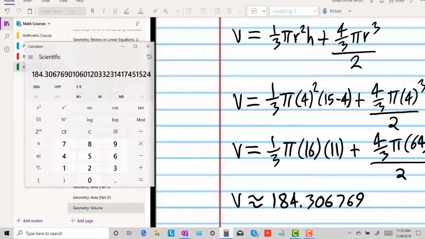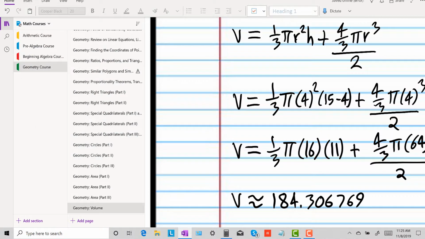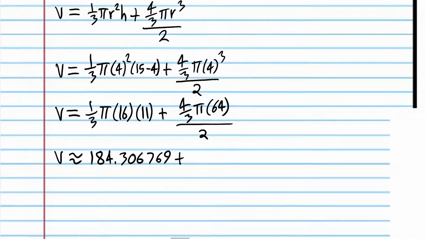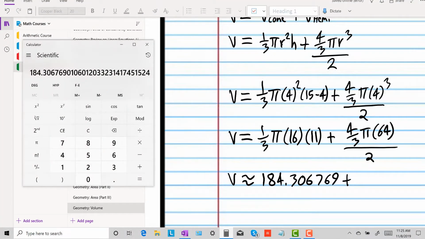And you might think to yourself, how come you don't just do it all in the calculator all at once? Well, that's because when you try to add things, the order of operations kind of gets mixed up sometimes in the calculator, so you've got to really be careful of that. So now let's get the calculator out again for this second part.